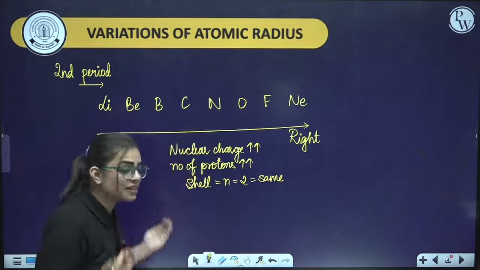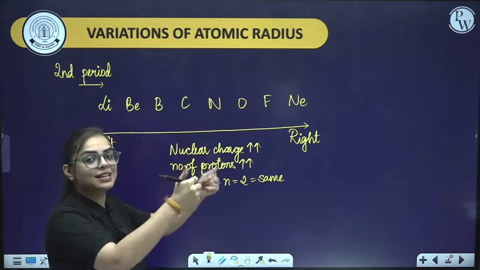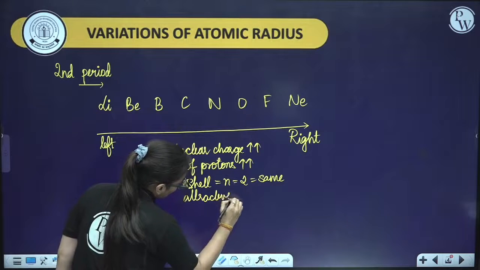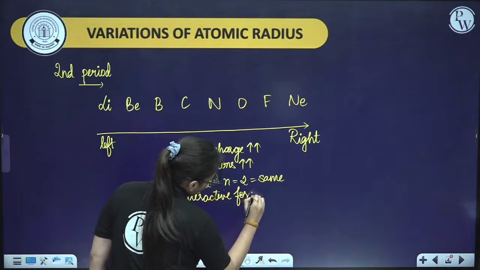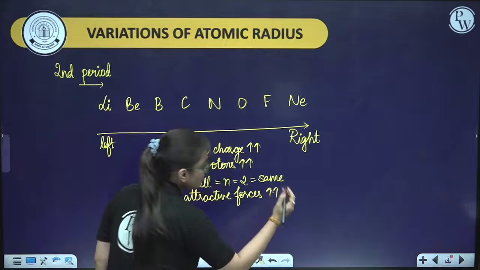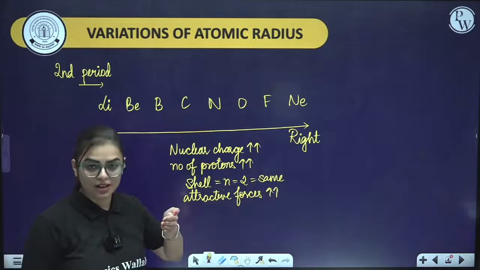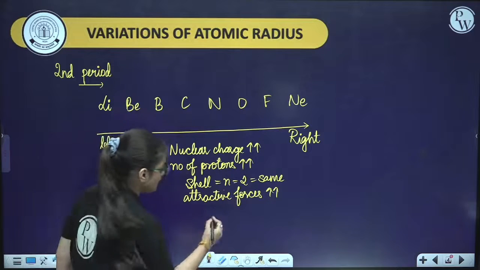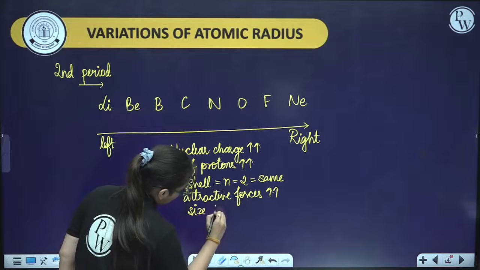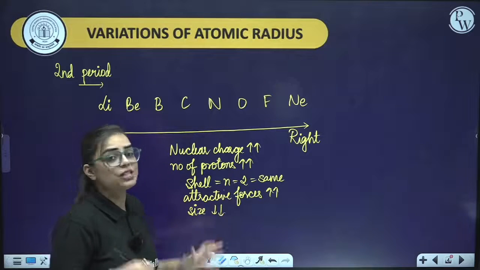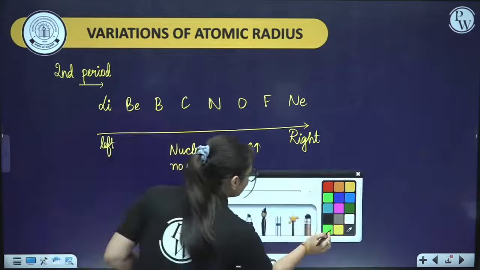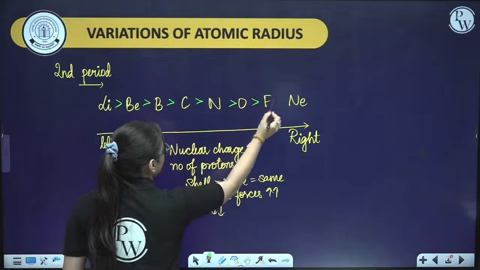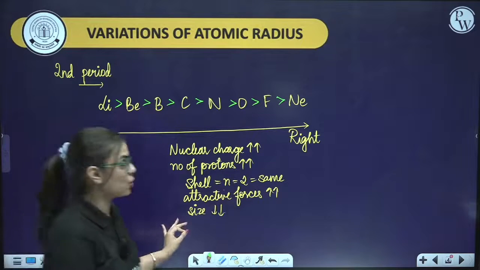So that means attractive forces are increasing. If nuclear charge is increasing, attractive forces are increasing. That means it is pulling the electron towards the innermost portion, the centermost portion. So size will decrease. Hence, size is going to decrease. If size is going to decrease, what will be my order? My order will be like this, that lithium should have the highest atomic radii. But this order was wrong.